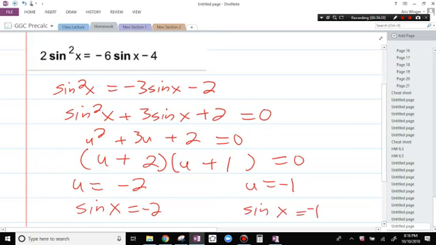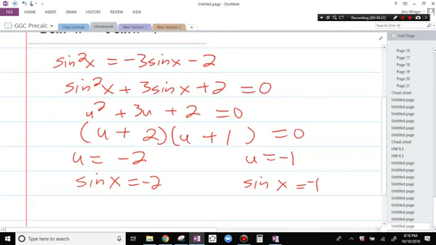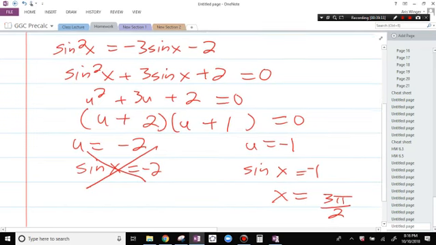The sine is the y coordinate on the unit circle, so that could never be negative 2. The only angle with the y coordinate negative 1 is 3 pi over 2. Okay. That takes care of this entire chapter.